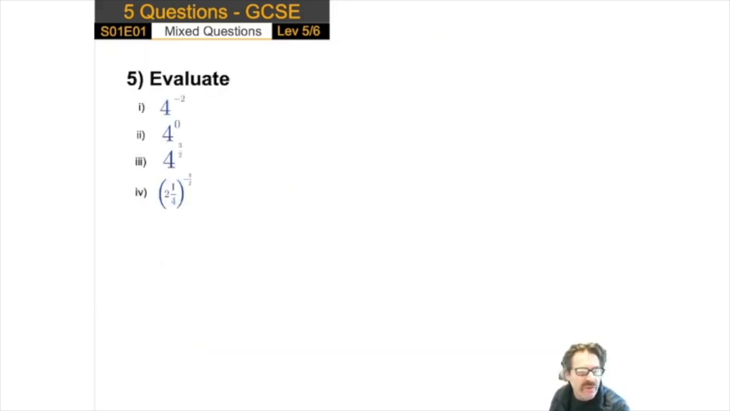Right, final question. So this is another thing where people often forget what to do. First of all, what does this minus mean? What the minus means is you take the reciprocal of the number. Now the reciprocal of the number, let's just imagine it was 4 squared. Well, that should be easy enough. That's just going to be 16.